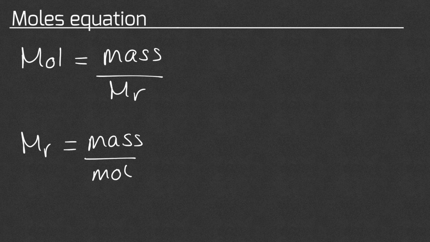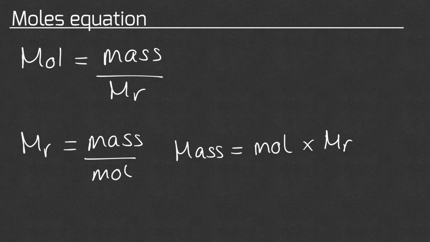So if we change the subject of the equation to be the molecular mass, we would have the molecular mass equal to the mass divided by the number of moles. And we could also rearrange our equation to give us the mass being equal to the moles times the molecular mass. You're better off just learning the main equation here, but being able to rearrange it to calculate the molecular mass and the mass.